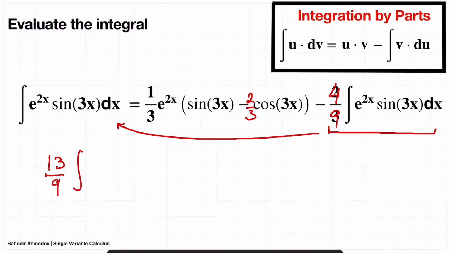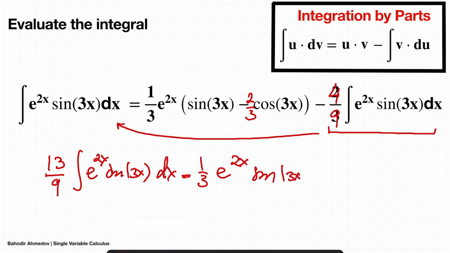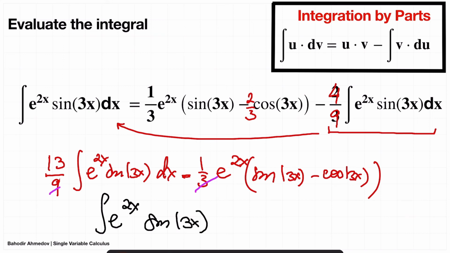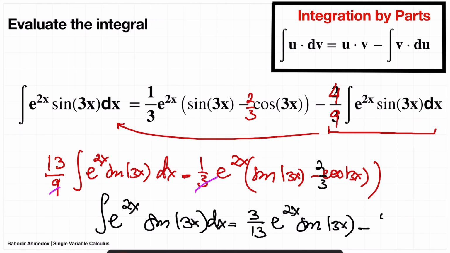And the integration of e to the power of 2x sine of 3x dx is equal to 1 over 3 e to the power of 2x sine of 3x minus the cosine of 3x. So we can cancel out this 3 with one of the 3's, and the integration is going to be equal to 3 over 13 e to the power of 2x sine of 3x. Sorry, I forgot about 2 over 3 again. So minus 2 over 3 cosine of 3x.